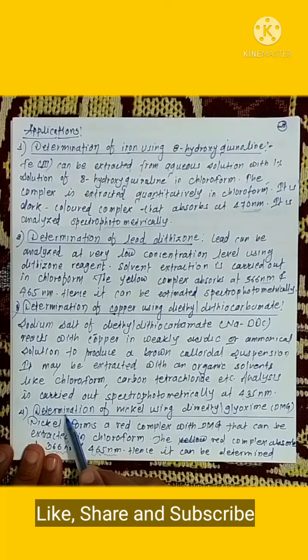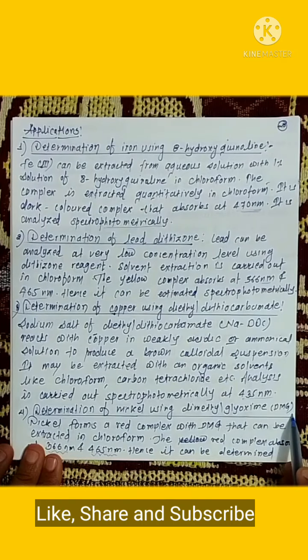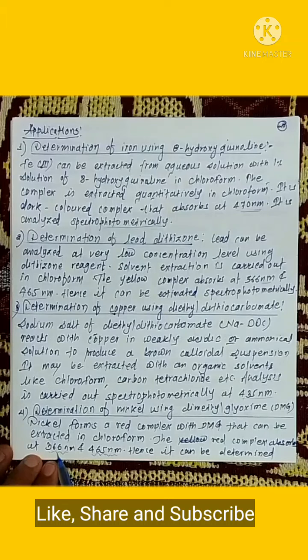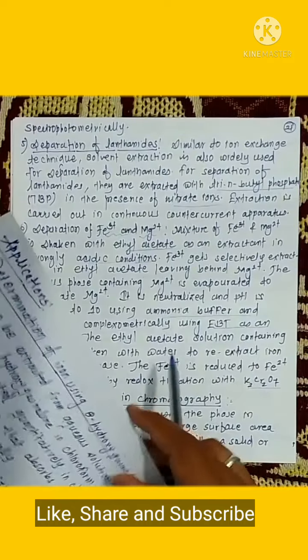Solvent extraction technique is also useful in determination of nickel using dimethylglyoxime solution. It is also known as DMG in short. Nickel forms a red color complex with DMG that can be extracted in chloroform. The red complex absorbs at 366 nanometer and 465 nanometer. Hence, it can be determined spectrophotometrically.